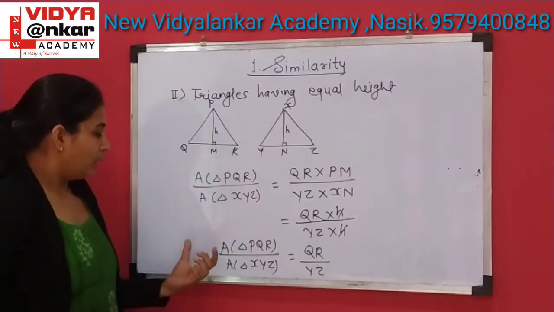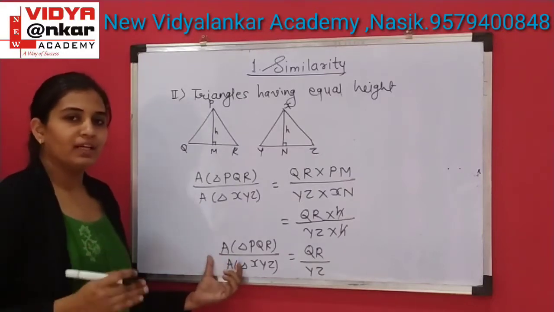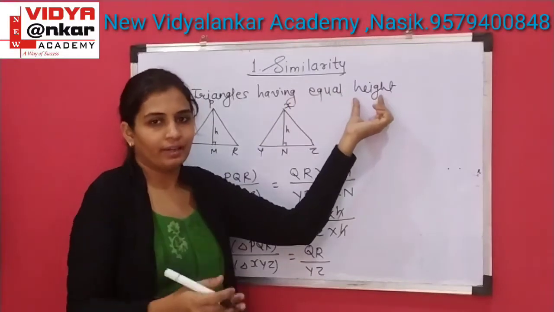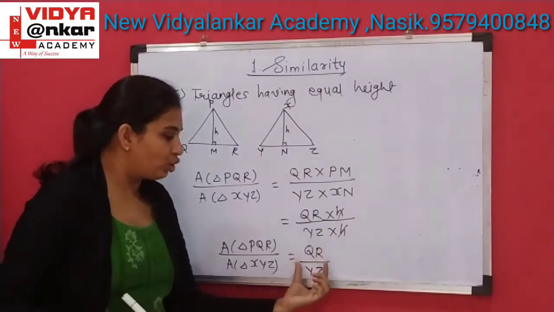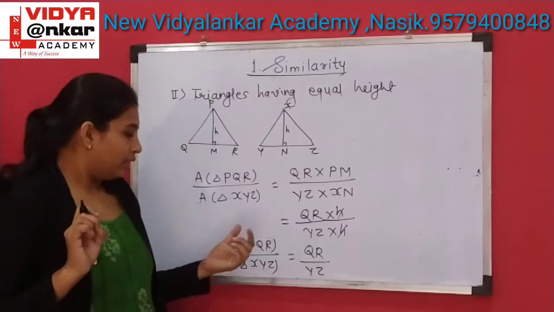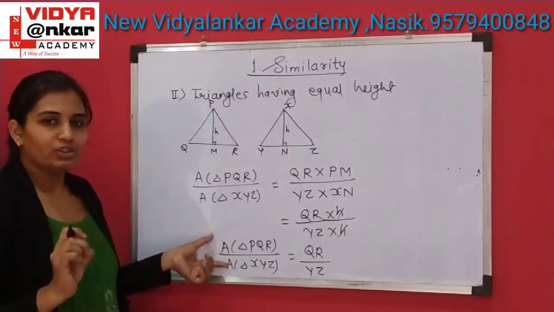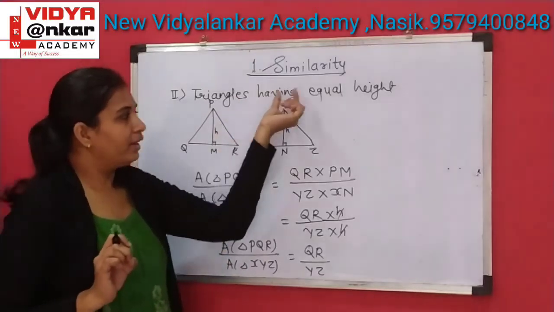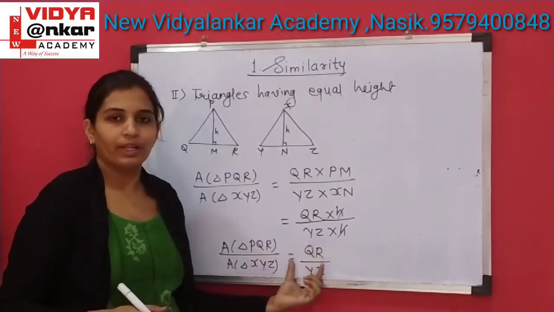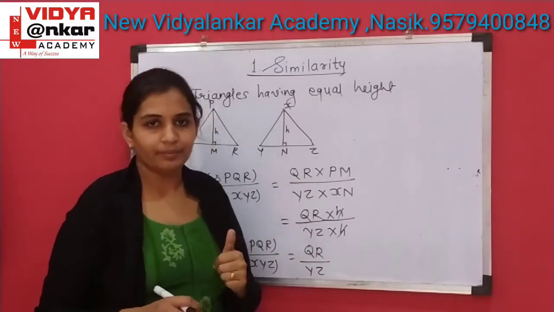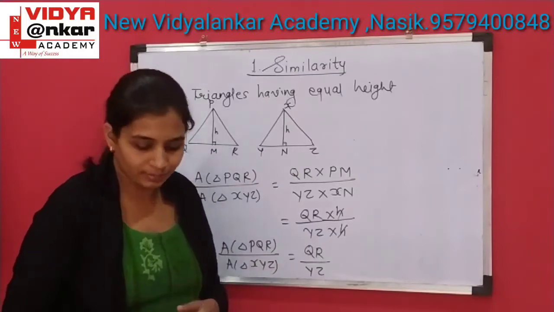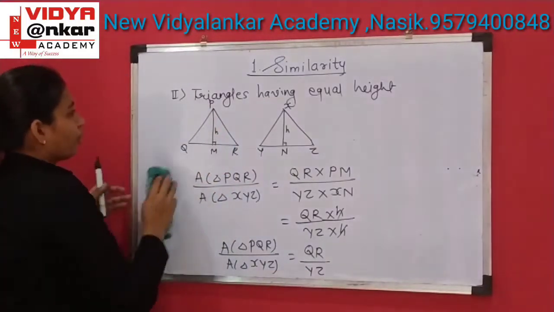It means the ratio of areas of two triangles having equal heights is equal to the ratio of their corresponding bases. Note down again: the ratio of areas of two triangles having equal height is equal to the ratio of their corresponding bases. Did you get it? This is one more important property for us. Now we will take the third property.